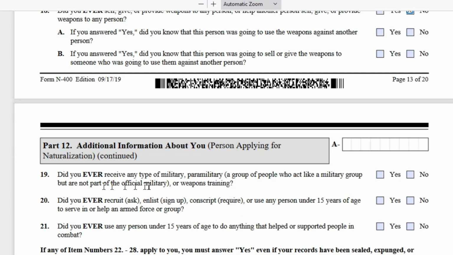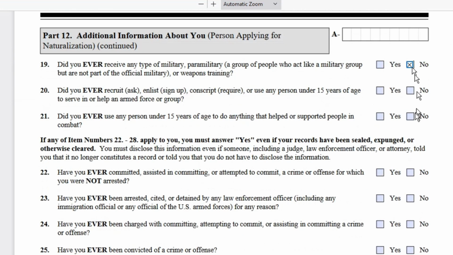Then have you received any type of military training? No. Recruit, conscript, or force anybody to fight? That's pretty much what a lot of guerrilla groups do, the rebels. Somewhere they force kids to fight. So hopefully no, no. And have you helped or supported anybody in this endeavor, kind of done anything to help people support combat? If your asylum mentioned that, you have to explain.